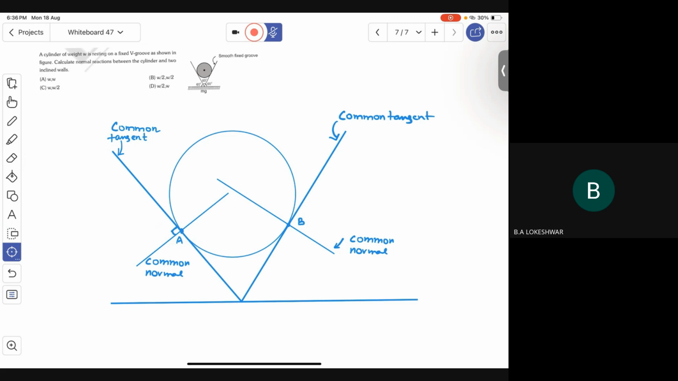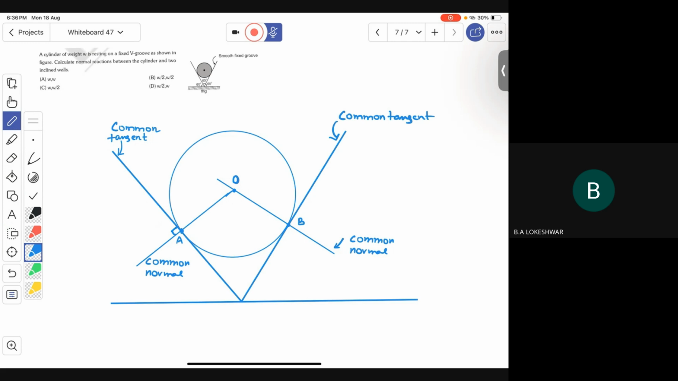Same thing, you try to figure out in your head how the contact force at B will act on the sphere: along the common normal, pushing it away from the surface. And if I drop a normal to a circle, it will be passing through the center. Wherever these two intersect, that must be the center of the circle.